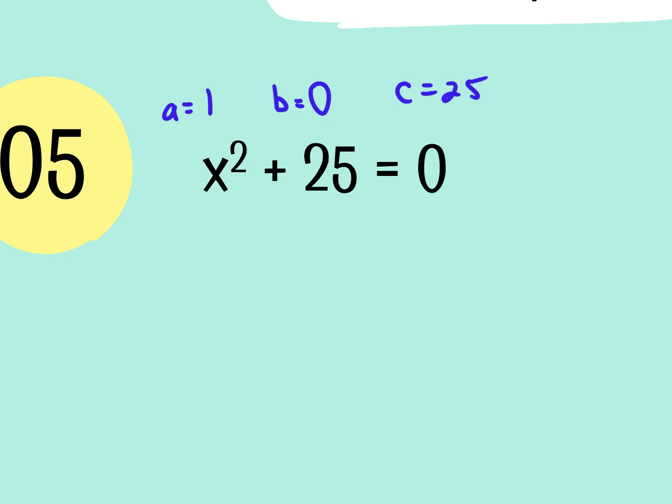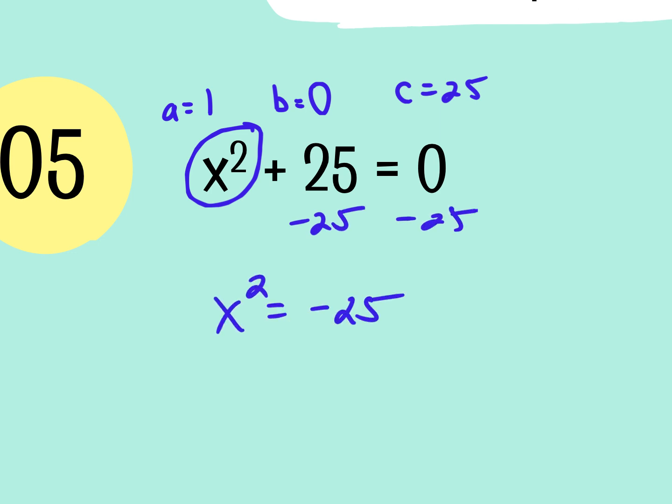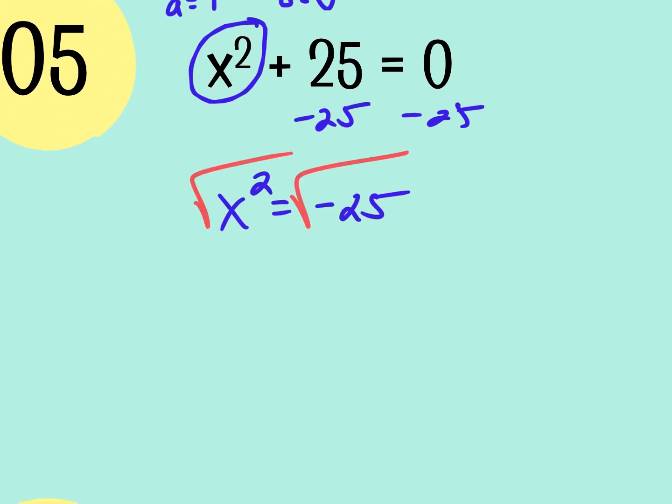Or since you don't have a b term, you have an x squared and a constant, you can isolate the x squared. If we isolate the x squared, what happens with 25? Okay, we're going to subtract it from both sides. So I have x squared equals negative 25. How do I solve this? Take the square root, good. What goes in front of your answer? Plus or minus. Think about this. It's the square root of negative 1 times 25. What is coming out of that radical?